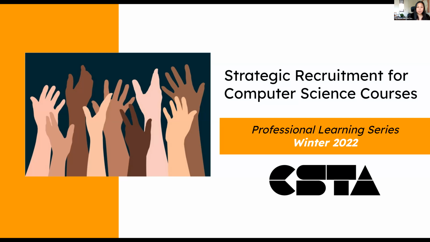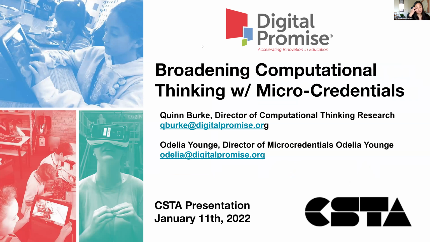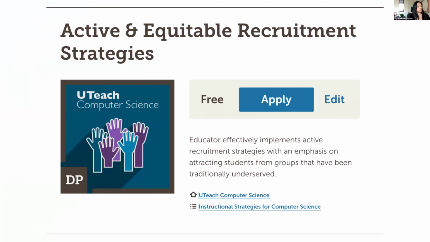This is the first webinar for the Winter 2022 Professional Learning Series, and the topic is strategic recruitment for computer science courses. The material we are going to present today is based off of a micro-credential course that's offered by Digital Promise. Today we're going to work through the active and equitable recruitment strategies, which helps educators to effectively implement active recruitment strategies with an emphasis on attracting students from groups that have been traditionally underserved.